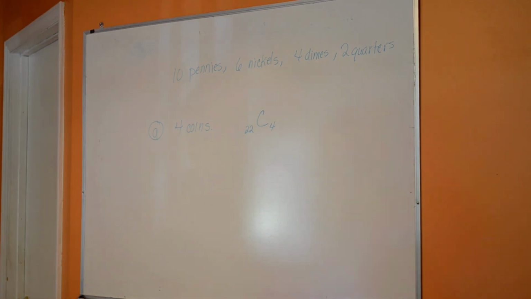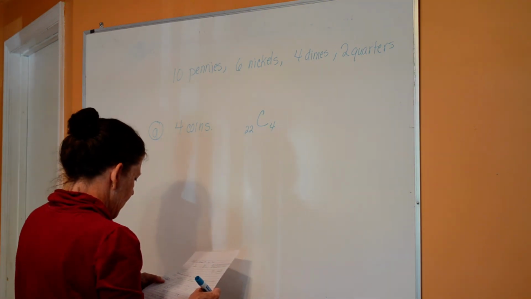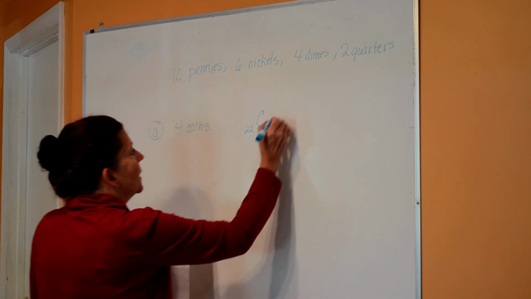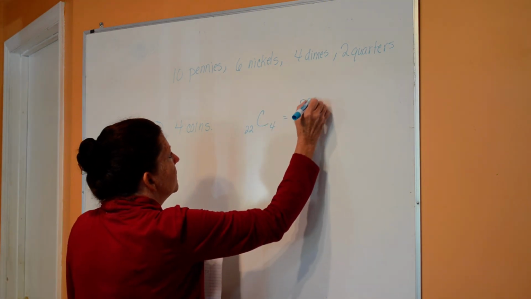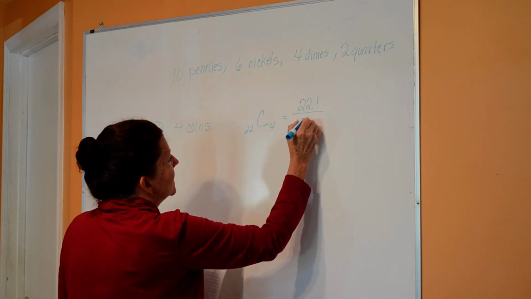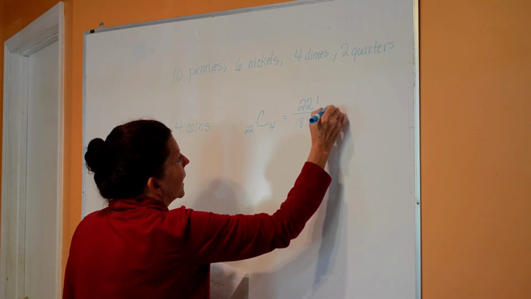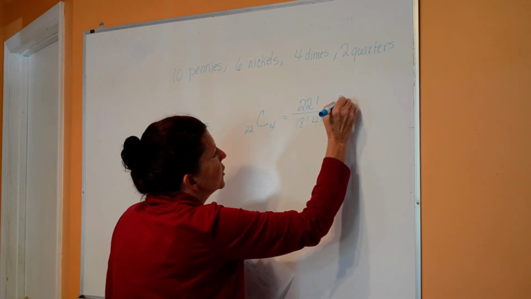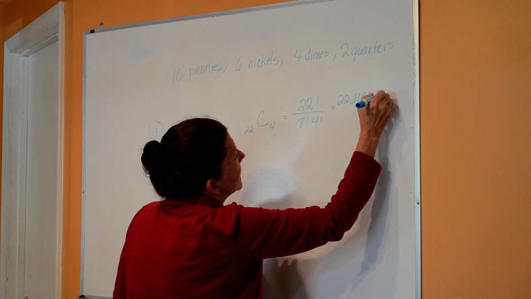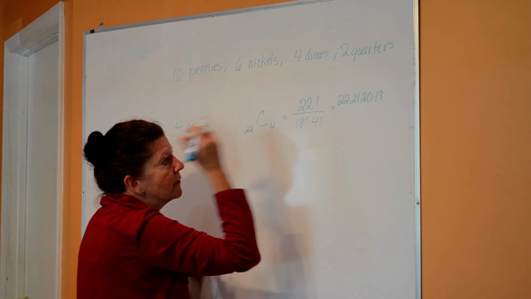Okay. All right, 22 things taken 4 at a time. Let's see, so on the top, I have 22 factorial. On the bottom, the difference between those two is 18 factorial, and then times 4 factorial. So on the top, you're going to have 22 times 21 times 20 times 19. But then when I get to 18, it's going to cancel out with the factorial on the bottom.